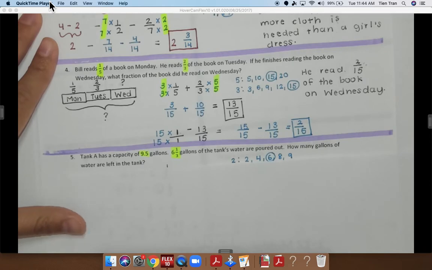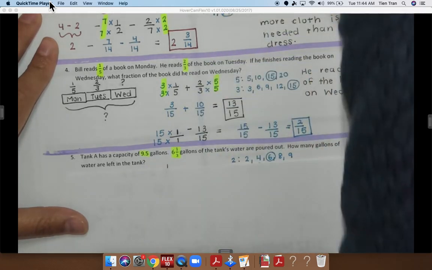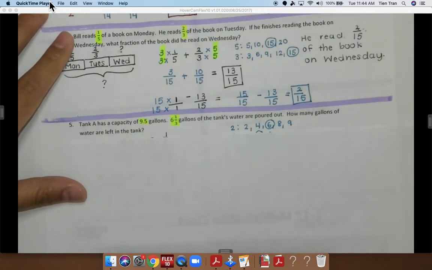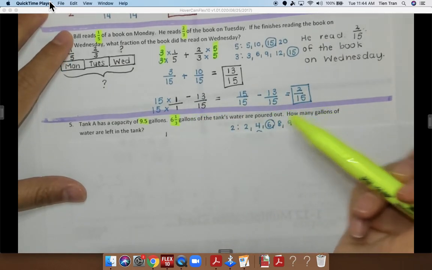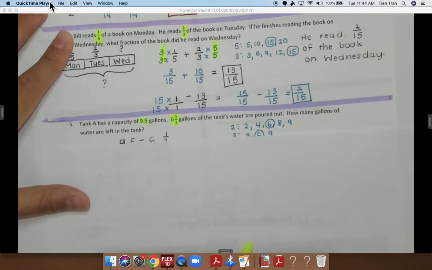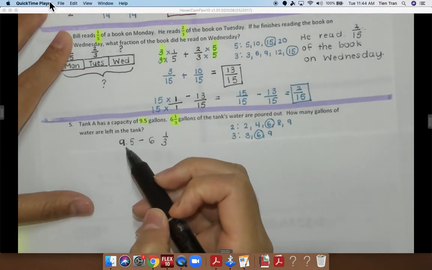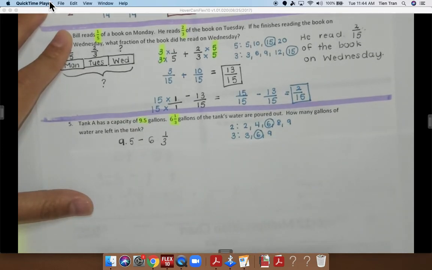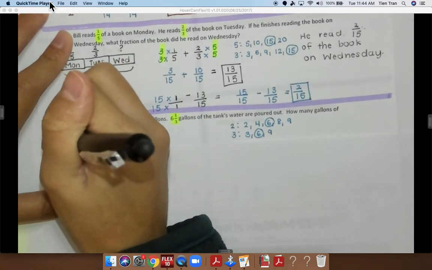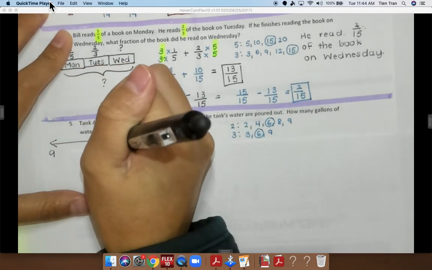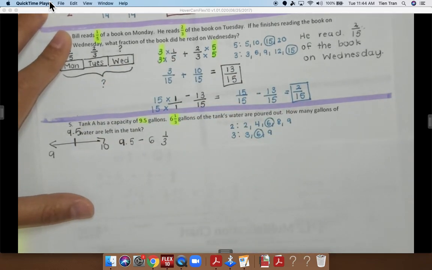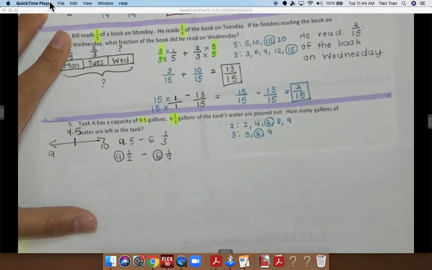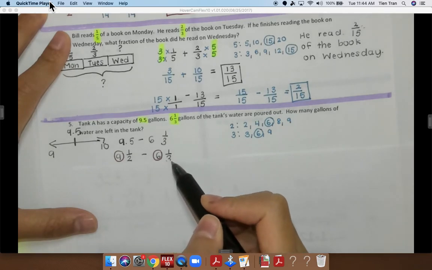Now for problem 5, I have tank A has a capacity of 9.5 gallons. 6 1/3 gallons of the tank's water are poured out. How many gallons of water are left in the tank? So to figure out how to answer this question, I have 9.5. Now what does 9.5 mean? 9.5 means that you are in between 9 and 10. You're halfway there. So 9.5 basically means 9 and a half. So that's what I wrote down here, 9 and a half minus 6 1/3.